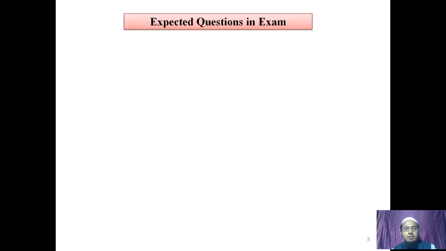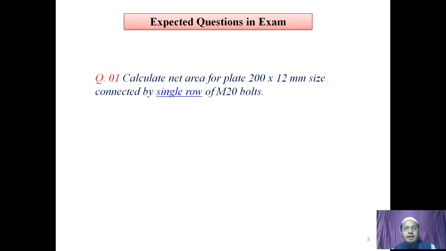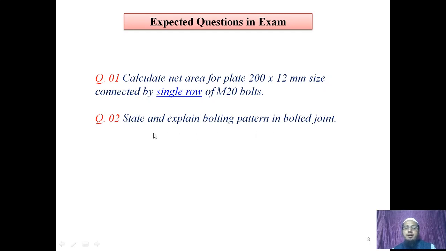So these are some of the questions. You may note it down. Calculate net area for plate of size 200 by 12 mm connected by single row of M20 bolts. Also state and explain bolting pattern in bolted joint.